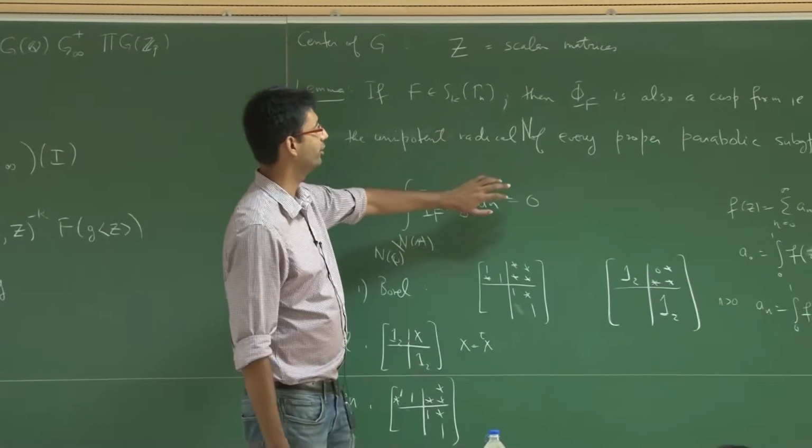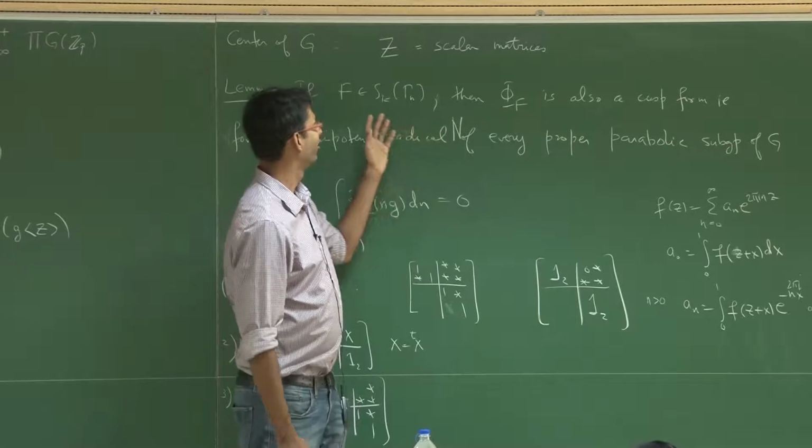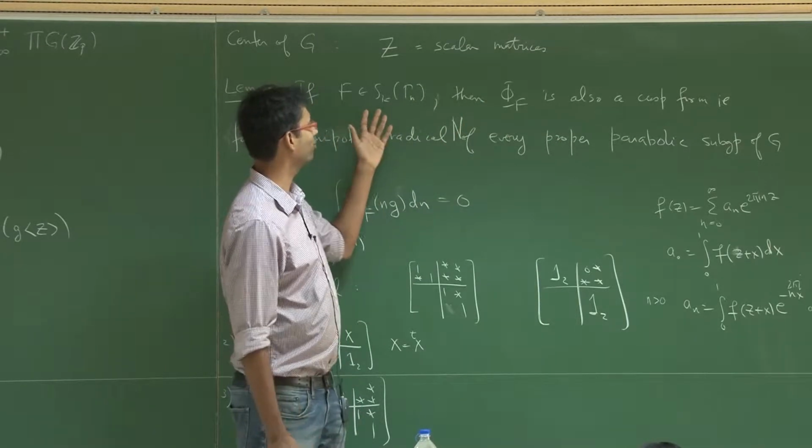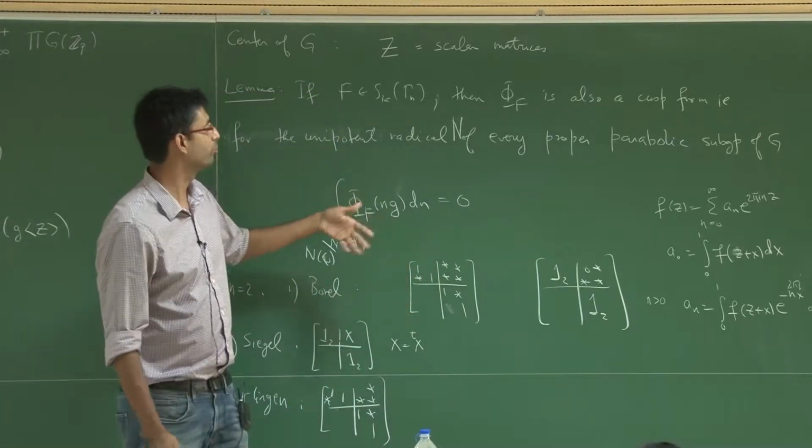My alternative definition would be that f is a cusp form. I mean, it would be a tautology: phi f is a cusp form if f is a cusp form. But ultimately that's the proof. That's the proof that you have.